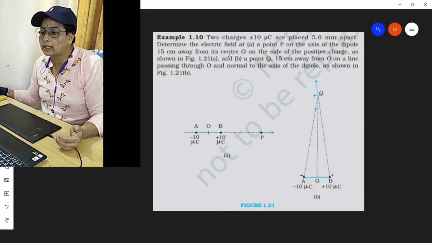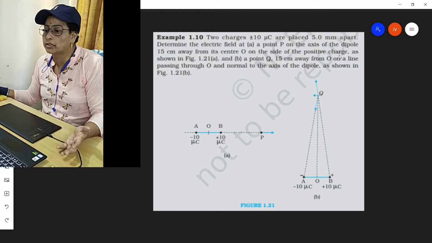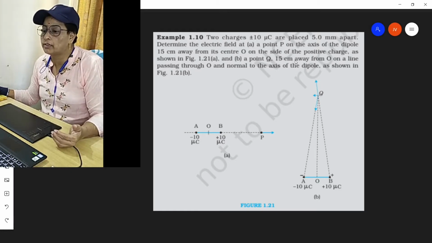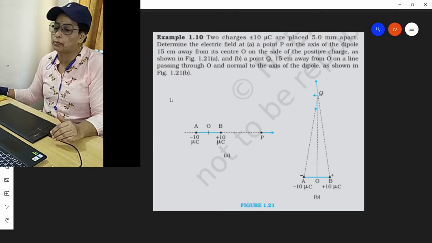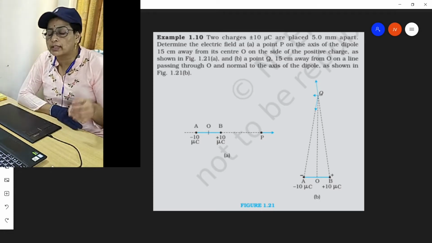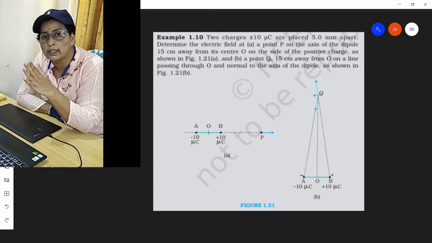We are supposed to find the electric field at a point P on the axis of the dipole, which is 15 centimeter away from the center on the side of the positive charge, and at a point Q 15 centimeter away from O on the line passing through O and normal to the axis of the dipole. So we have to find the electric field at a point along the axis and the electric field at a point in the equatorial plane.